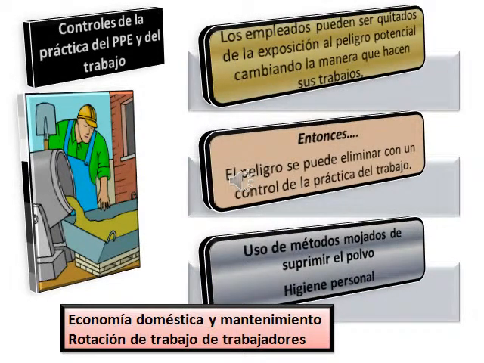Employees can be removed from the exposure to potential hazards by changing the way they do their job. Then the hazard can be eliminated with a work practice control. Use wet methods to suppress dust. Personal hygiene, housekeeping and maintenance, job rotation.